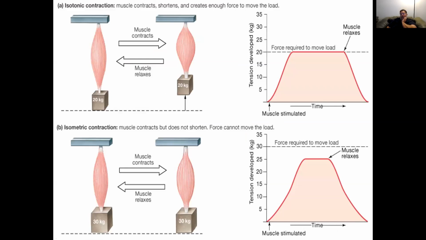Now, you might be familiar with isometric exercises and isotonic exercises. Isotonic exercise is when your muscles are strong enough to lift the weight and set it down. That's isotonic. The muscles have contracted. Isometric is when the weight is too heavy that you can't lift it. It's like pushing against this wall. You cannot move it. That would be isometric exercise.